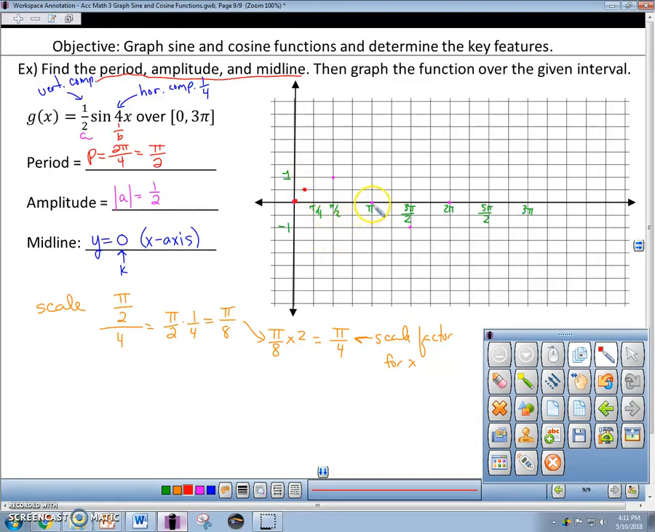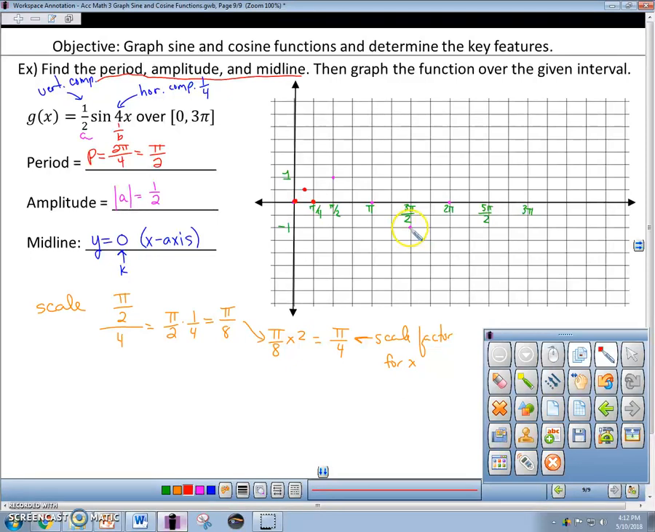Pi is going to compress by a factor of 4. So it's going to be 1/4 the horizontal distance. So it's now at 1/4. And then it's going to stay there because if it's on the x-axis, it's not affected by vertical compressions. So your zeros are not affected by vertical compressions.